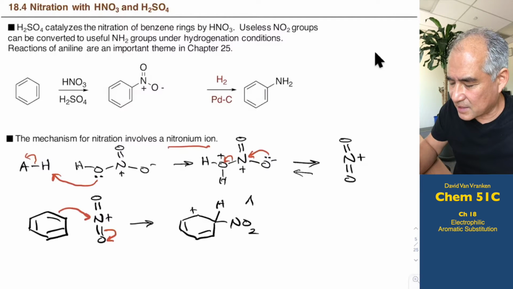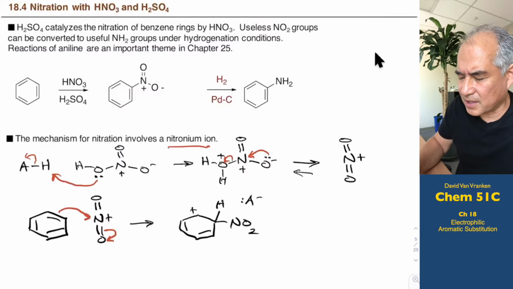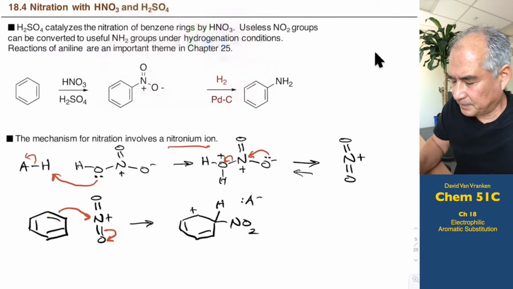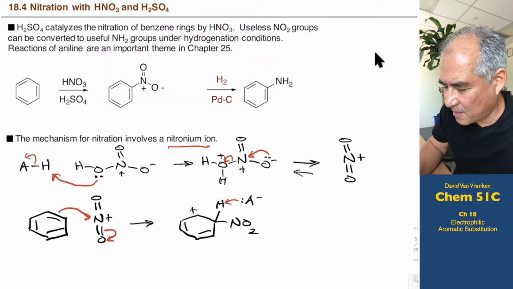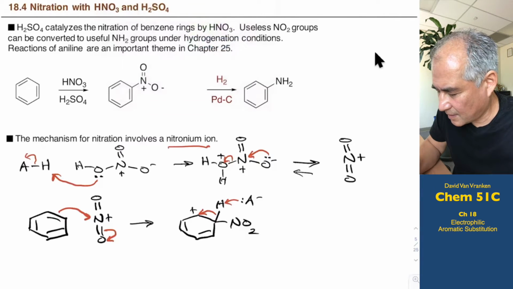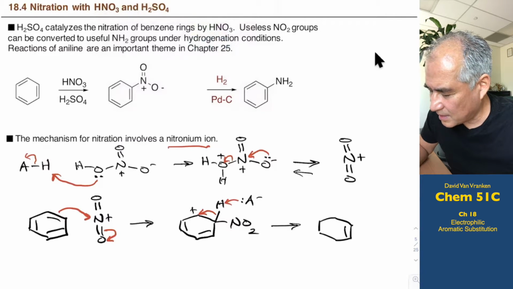I'm just going to write A minus here to represent a symbolic conjugate base to pull off that proton. It's really probably water under the conditions of this reaction, you'll recall. But here, for an arrow pushing mechanism, we can just symbolize bases as B if it's basic conditions, or bases as A minus if it's acidic conditions. Let's go ahead and pull that proton off. It really wants to be aromatic again. There we go. Now we regenerate the double bond in this reaction. And so we get back aromaticity, and now we've got a nitrated benzene ring.